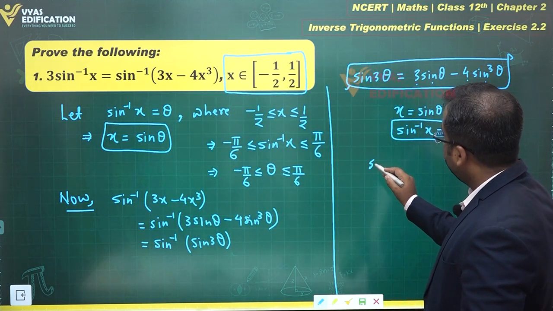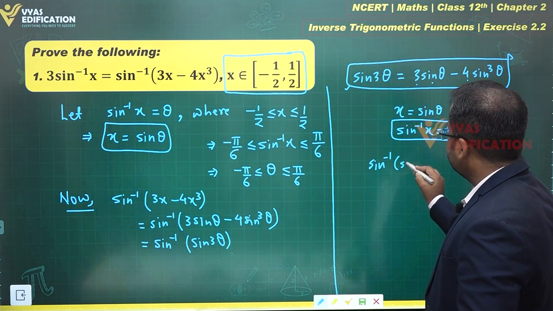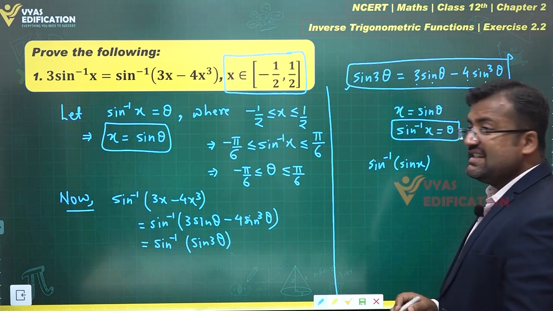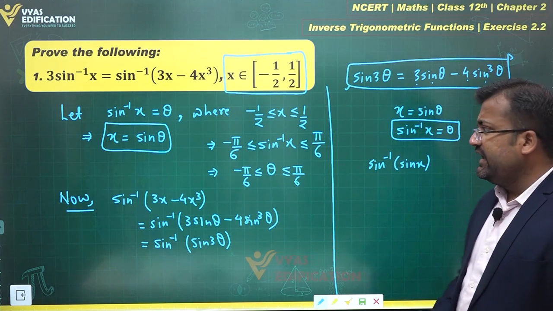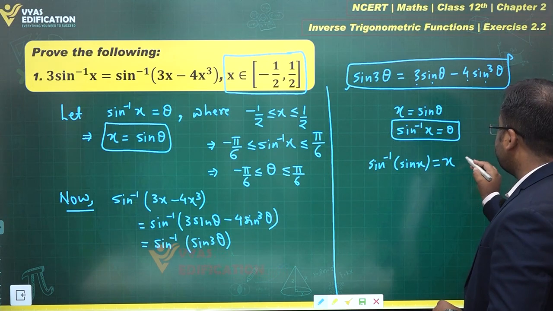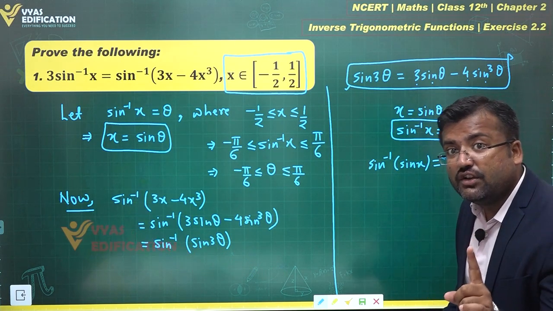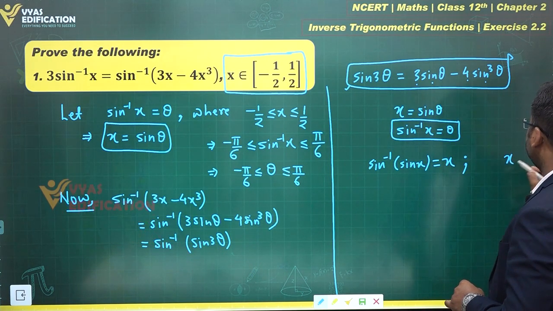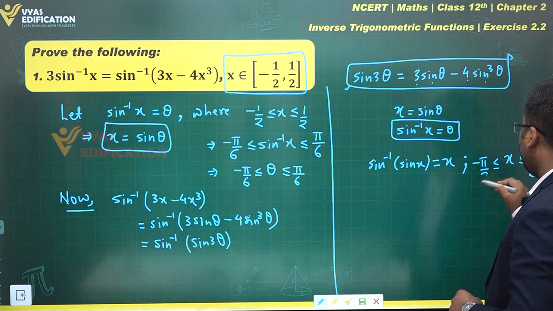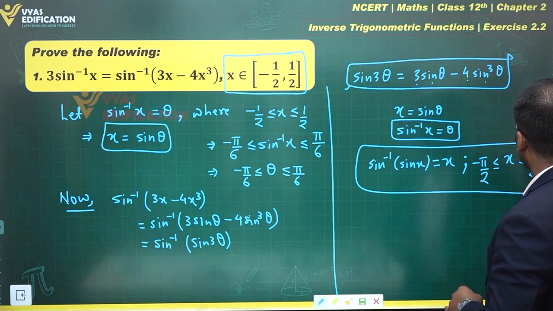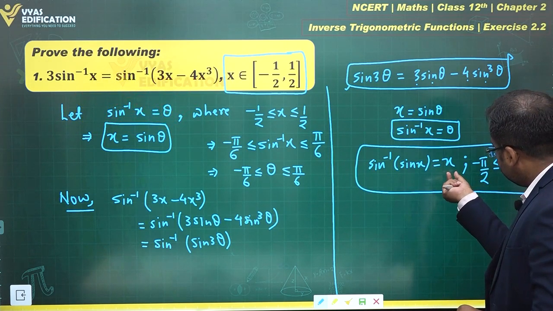What should we remember? We should remember that sine inverse sine x, that is, sin inverse of sin x, we have learned how to define, and this is simply equal to x, but there is a condition. What's the condition? That x must be less than or equal to pi by 2 and greater than or equal to minus pi by 2. Only if x lies in this interval, this is the output.